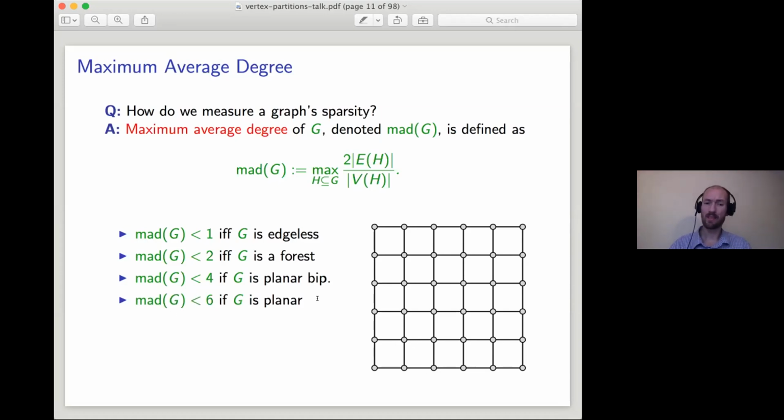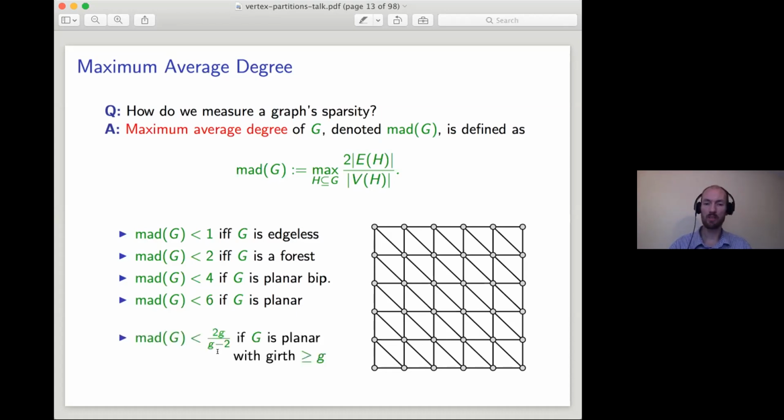For mad less than 6, planar graphs are the standard example. And again, you can get arbitrarily close to 6 by taking a big 6 regular grid, except it's not 6 regular just on the boundary. And again, the fraction of the vertices on the boundary is going to 0. So you get arbitrarily close to 6.